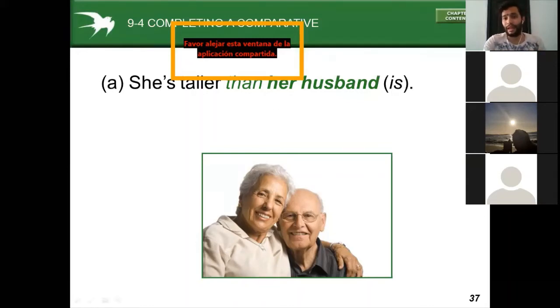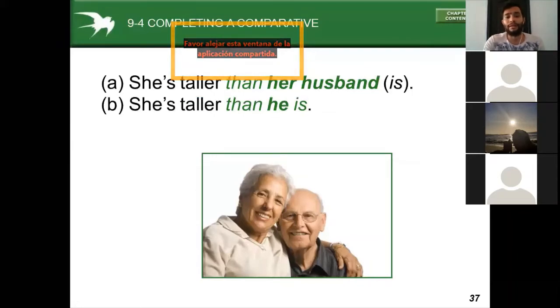Si colocan el is, se hace mucho más formal. Polite. Yes, polite, mister. Thank you. It's much more polite or much politer. You know, remember, two options. Here, take a look. She is taller than he is. Is this formal or informal? Informal? No. This is the second one. This is formal. Why is it formal? It's the same as the first one, and we are completing it by using is.